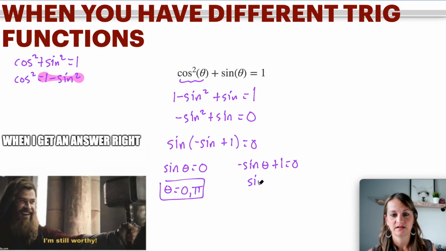Here, I subtract 1, but I got to divide by a negative, so this turns positive. And sine is 1 at pi over 2.